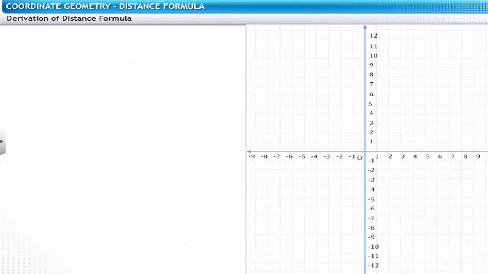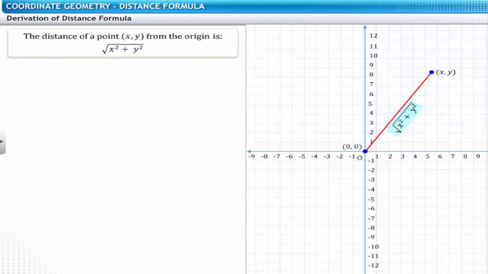The distance formula can be further simplified for specific scenarios. For instance, to find the distance of a point from the origin, that is, the center of your graph, you can use the following formula, square root of x squared plus y squared.